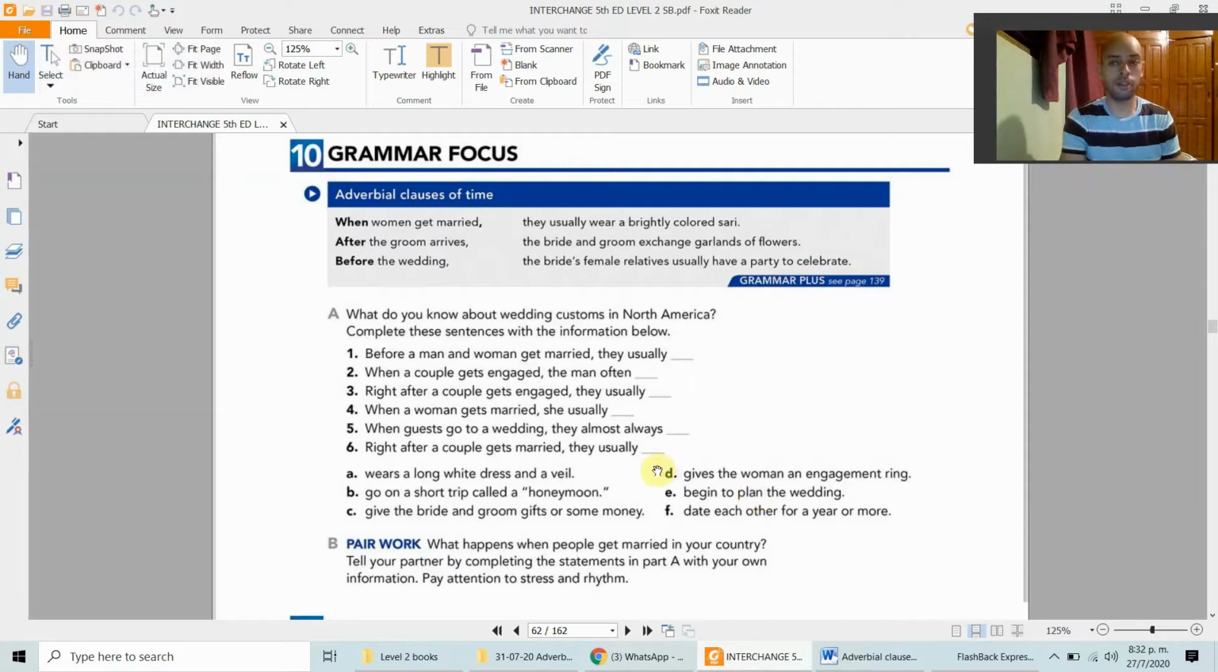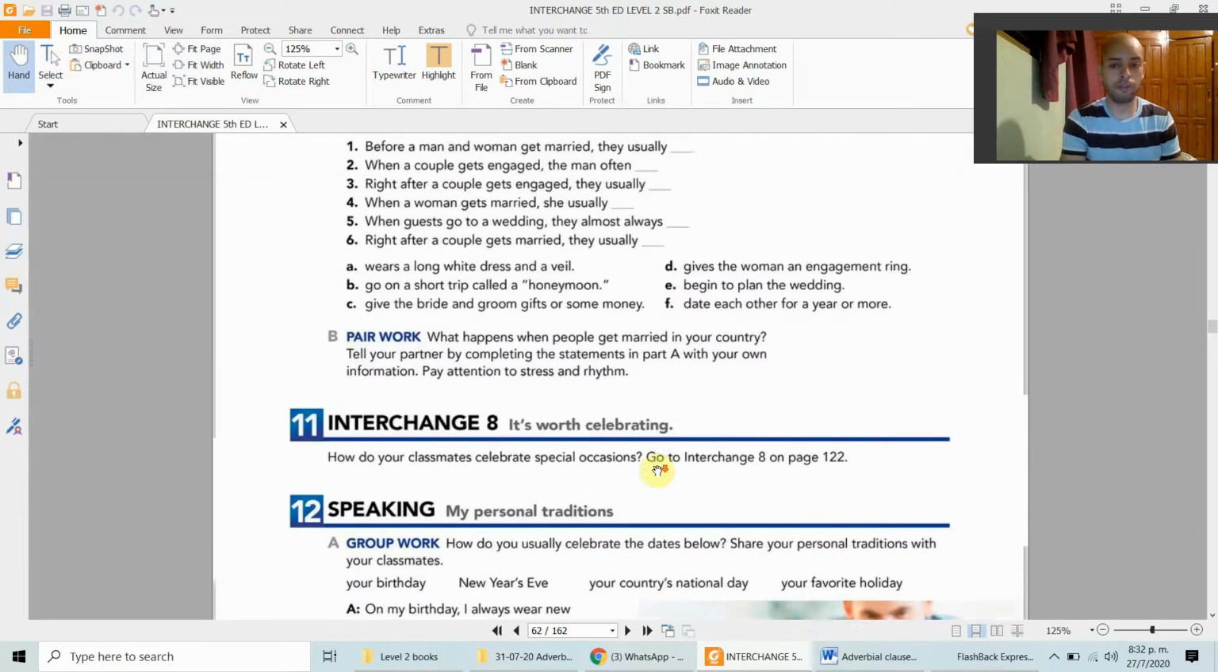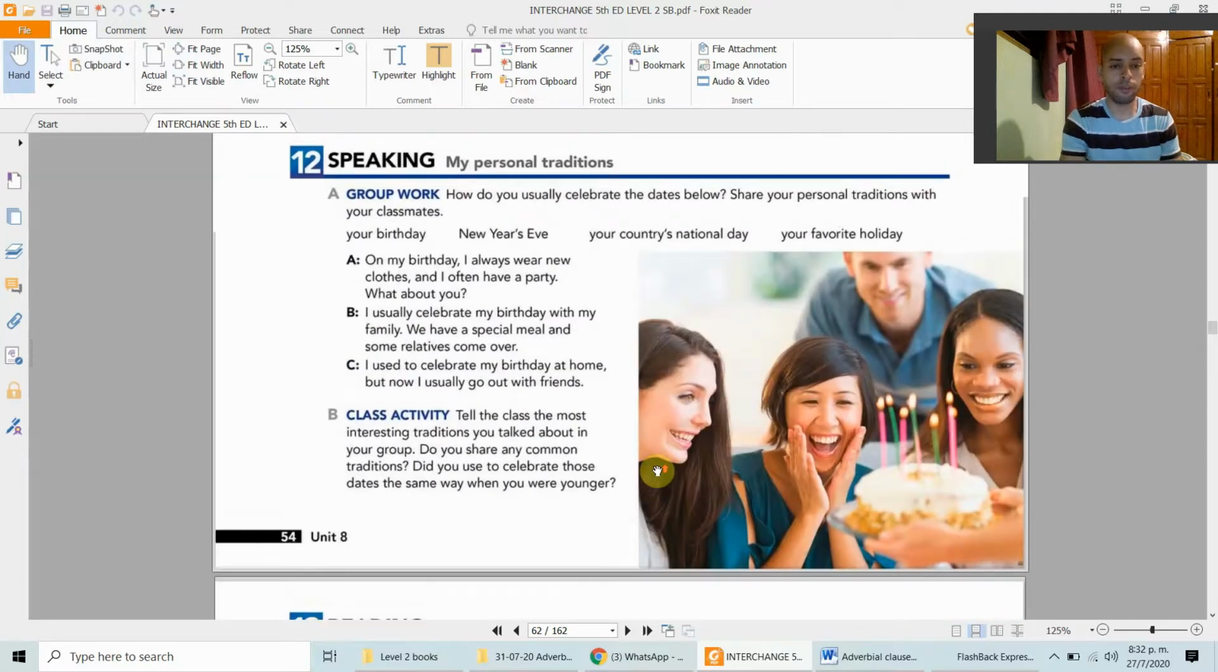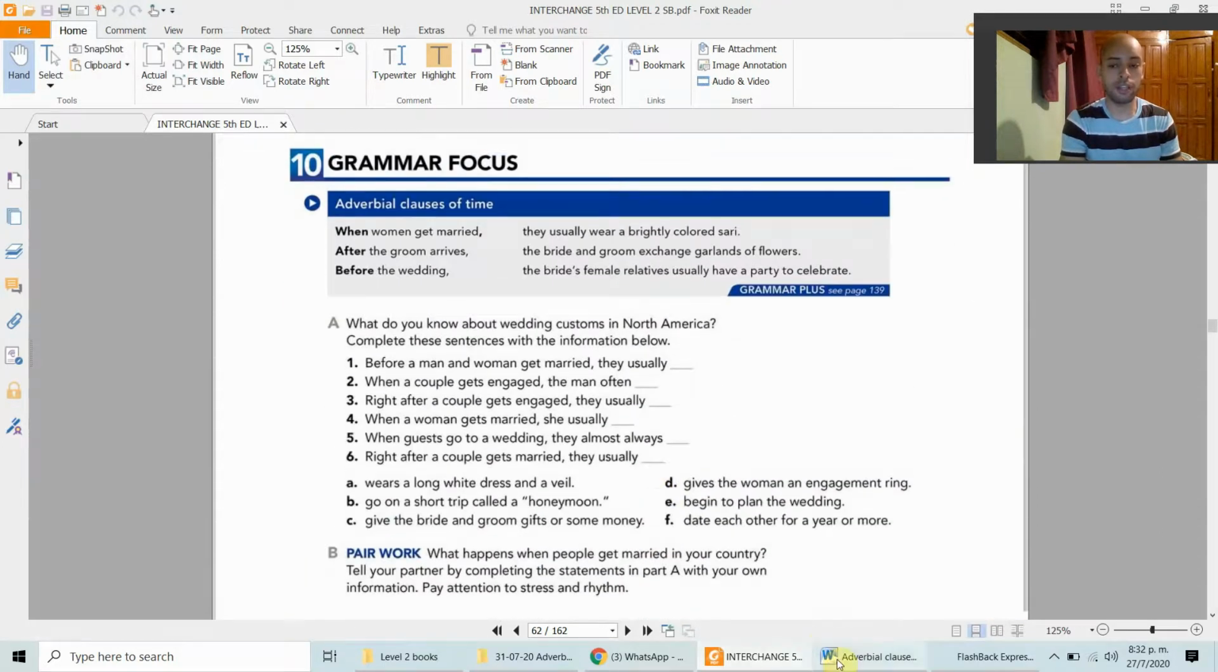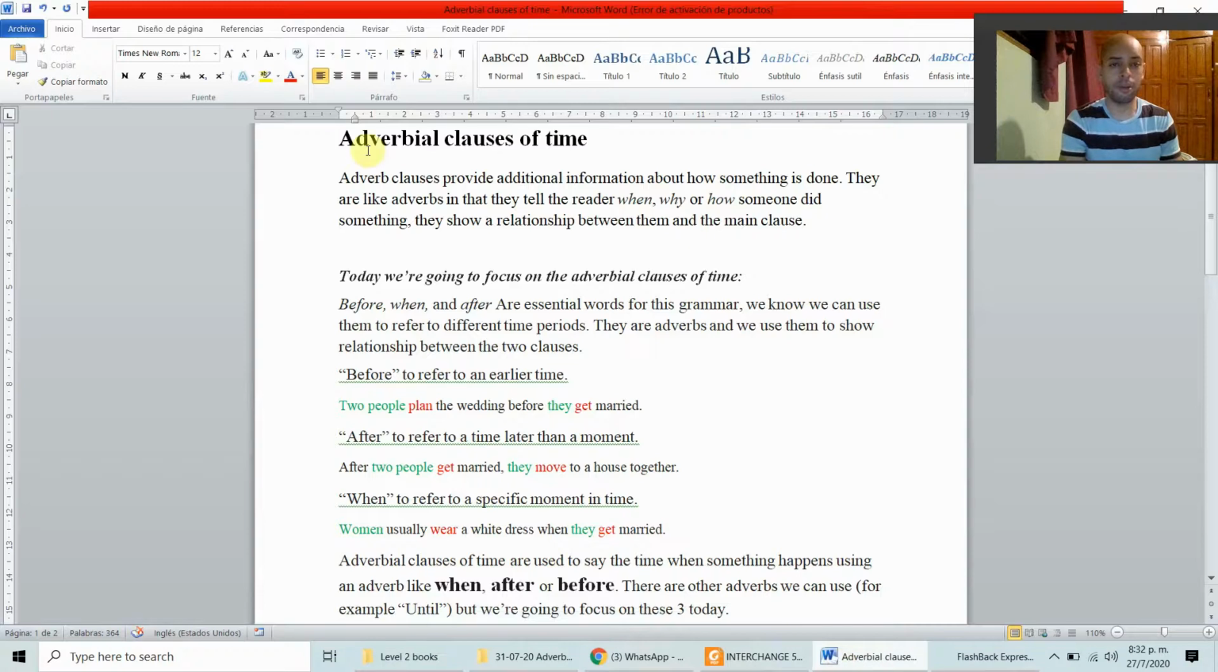In this video, we're going to take a look at the grammar that is on page 54 of the book. That's page 54 on unit 8 of the second book, Adverbial Clauses of Time. So before we talk about adverbial clauses of time, let's talk about what adverb clauses are. Adverb clauses provide additional information about how something is done.